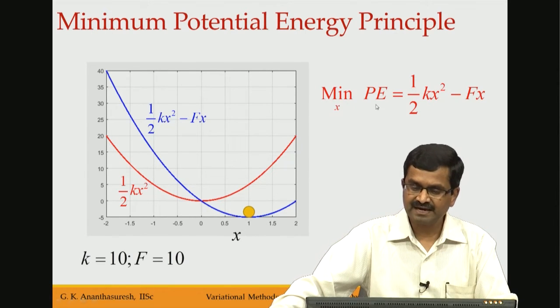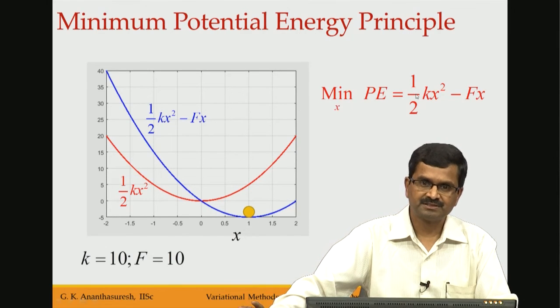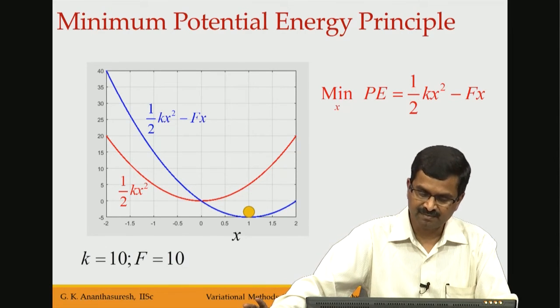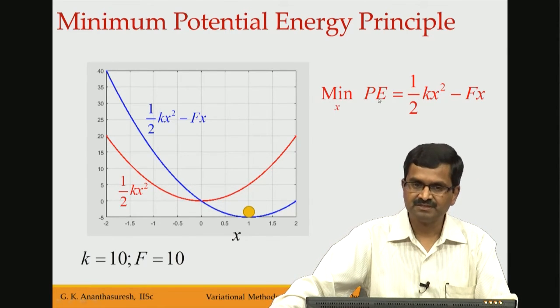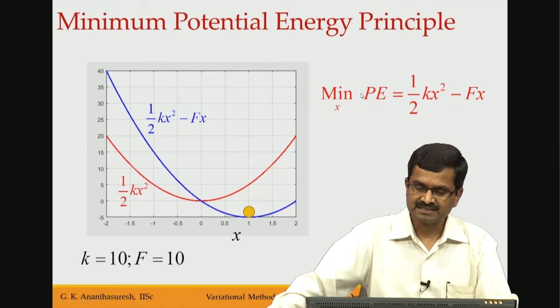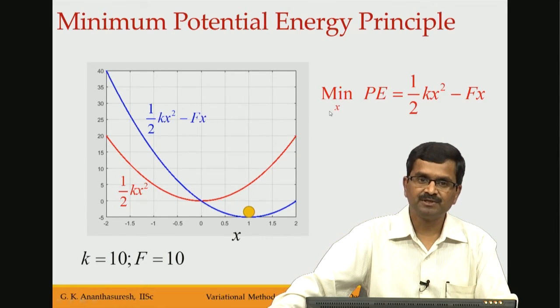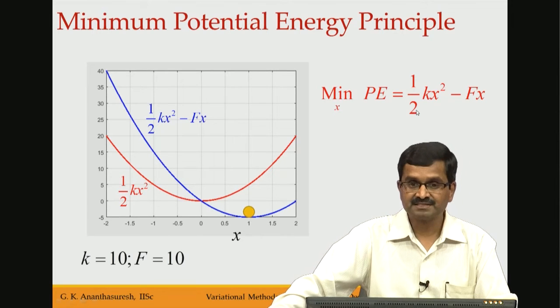Here we have a scalar, not a vector: potential energy. Whether it is 1 dimension, 2 dimensions, 3 dimensions, any dimension, whether it is rigid or elastic, this potential energy will always be a scalar. That scalar quantity is being minimized with respect to the variable that you want to find, and you get the answer that way by solving an optimization problem.